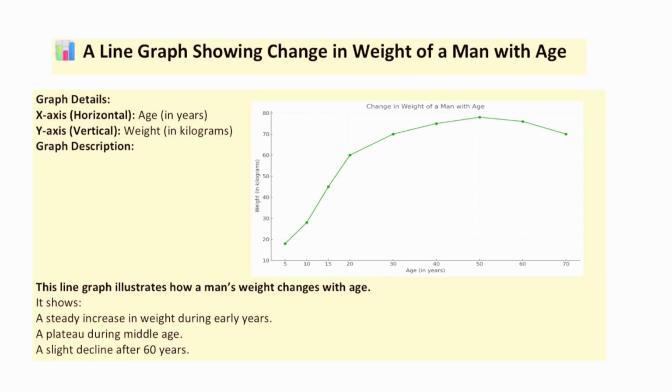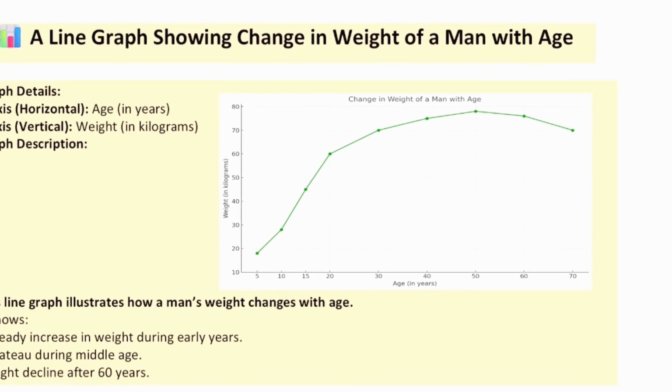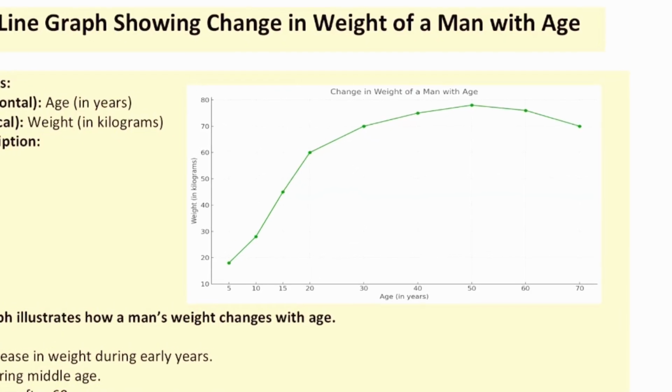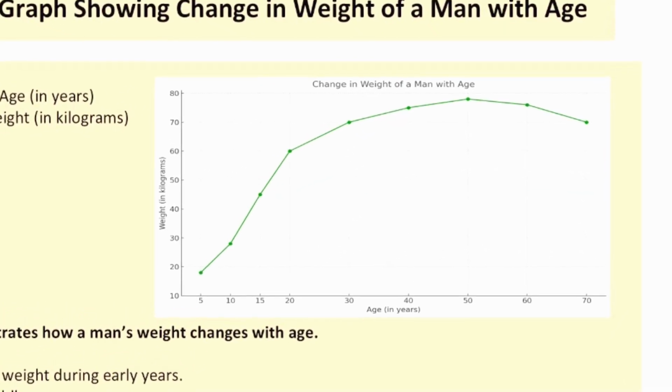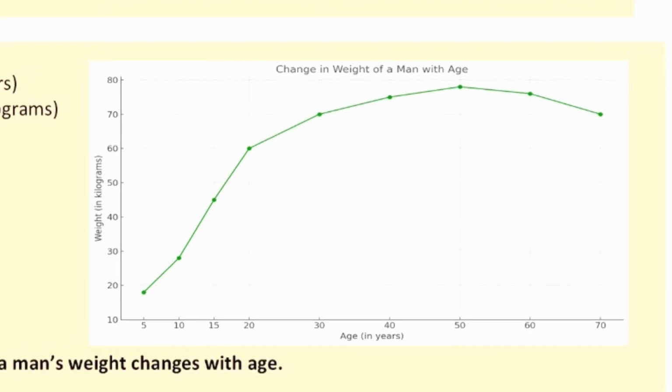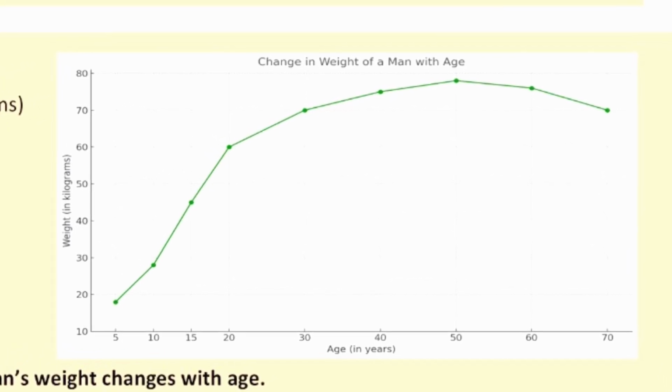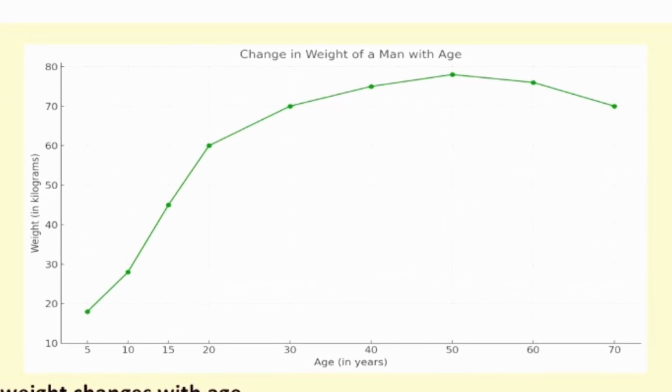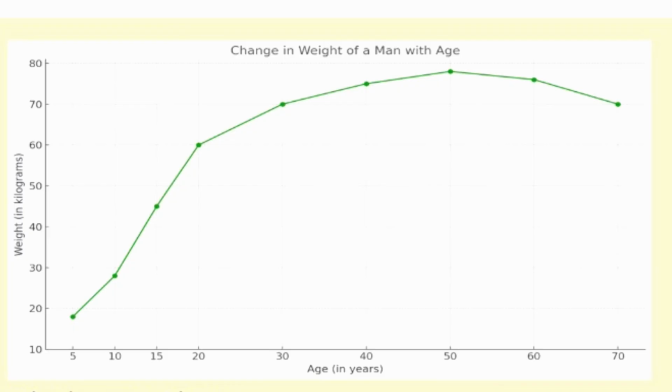This line graph shows how a man's weight changes with age. On the x-axis, we have age in years and on the y-axis, weight in kilograms. The graph illustrates a steady increase in weight during early years, followed by a plateau in middle age. After 60 years, there is a slight decline in weight.